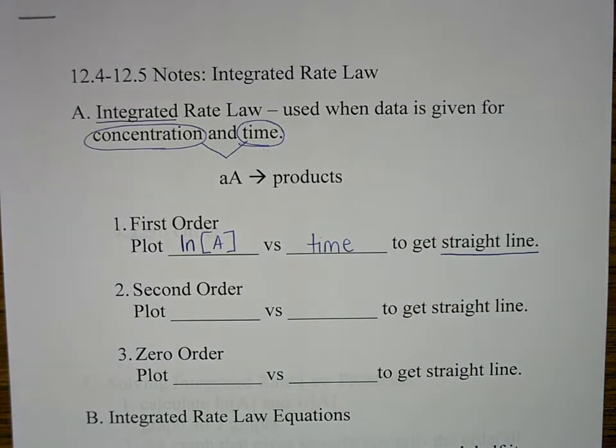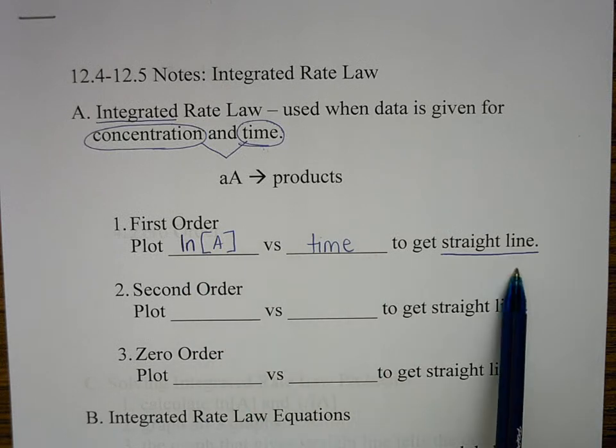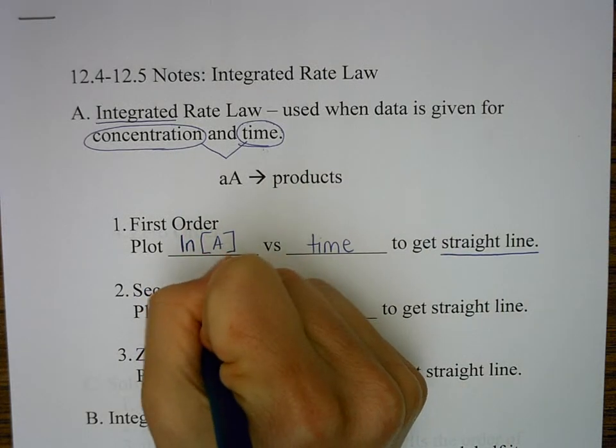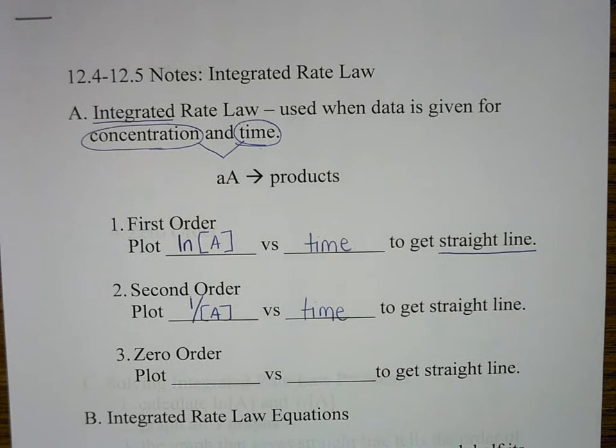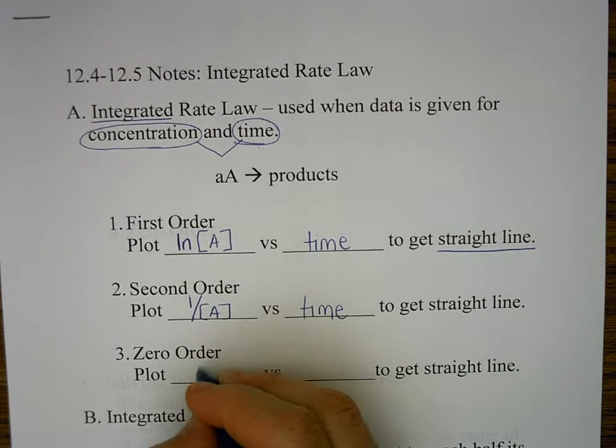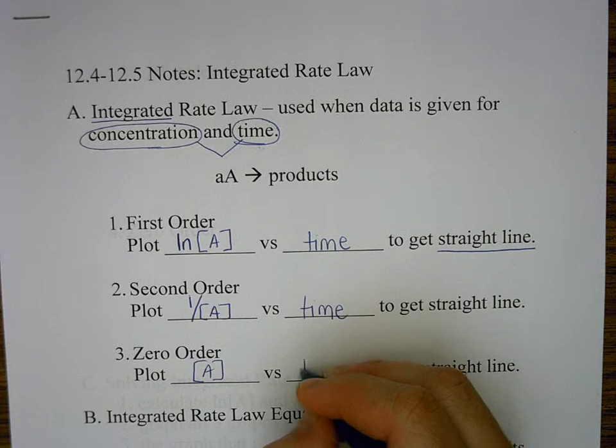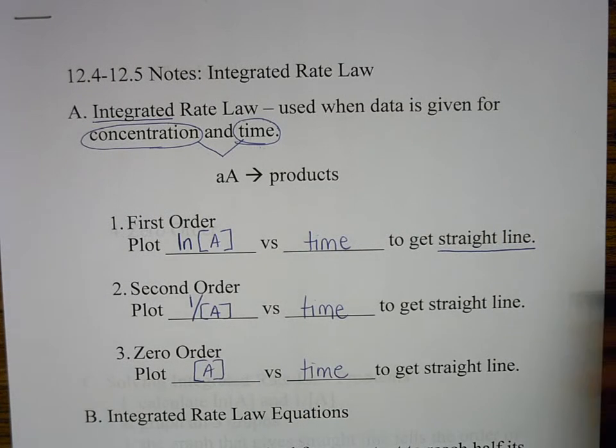Now I know logs and natural logs and all that stuff are not people's favorite thing to do. The good news is that even though we use them in here, pretty much the extent of it is just to punch it in your calculator and get the natural log. Okay, so if it's a first order reaction, if you plot the natural log of the concentration versus time, you'll get a straight line. If it's a second order reaction and you plot 1 over the concentration of A versus time, you'll get a straight line. If it's a zero order reaction, just simply plotting the concentration versus time data will give you a straight line.